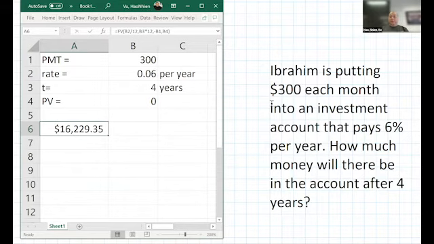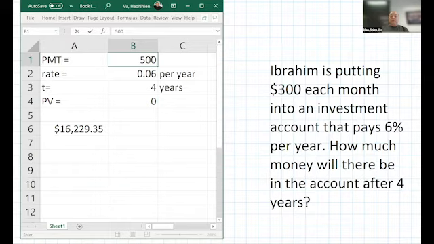For example, here's one problem. If the next problem has the number 500 each month, then I just change this number to 500. I hit enter and the answer automatically changes. That's the advantage in laying out the information instead of typing it in. Another advantage is that if I make a mistake and instead of typing 4 years, I made a mistake of typing 44, then I can look back and say, oh, wait, it's not 44, it's 4.